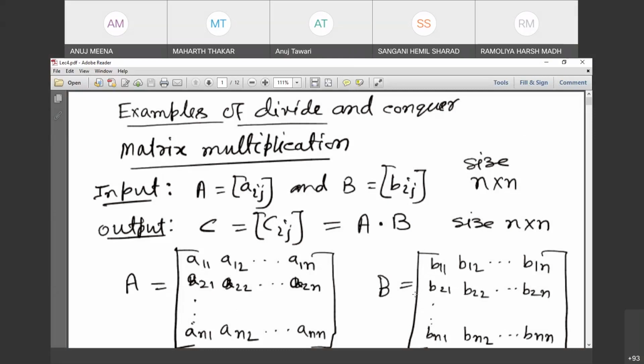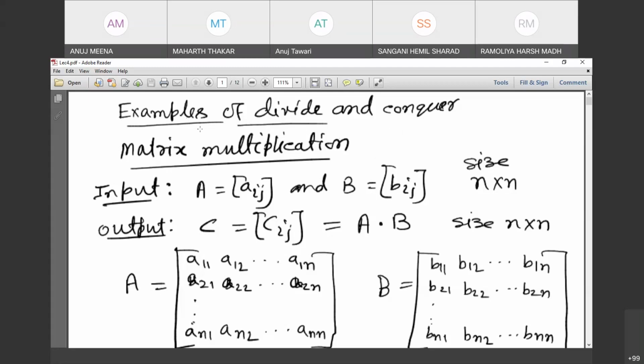Okay, so let's start. We'll continue our discussion on divide and conquer. We already saw many examples: binary search, powering an integer, and integer multiplication. And we'll see the fourth example today.